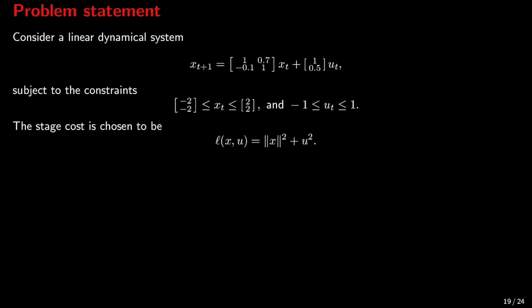Let us now give an example of how we can design a stabilizing MPC. Let's say we have a linear dynamical system: xt plus 1 is some matrix, let's call it A, times xt, plus some other matrix, let's say B, times ut. The system is subject to some simple constraints, like xt must be between -2 and 2 in every coordinate, and ut must be between -1 and 1. The stage cost is chosen to be the norm of x squared plus the norm of u squared.